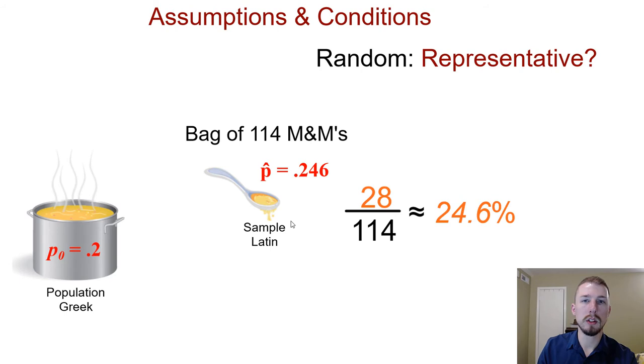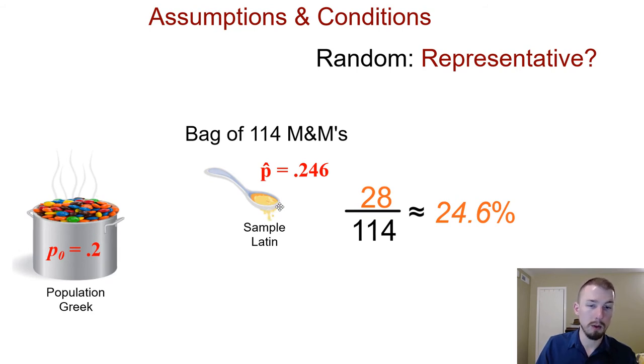All right, so our assumptions and conditions, the first one is it a random sample? In other words, do we expect it to be representative? So if we have just a random bag of M&Ms that we grab, it should be a random sample. It should be independent, in other words. So the population, which is with the Greek letters, the hypothesized proportion was 20%. So of all the M&Ms that exist, 20% supposedly are orange.